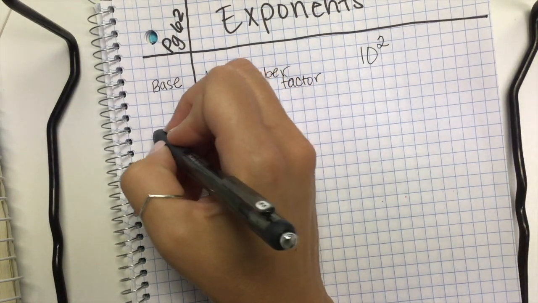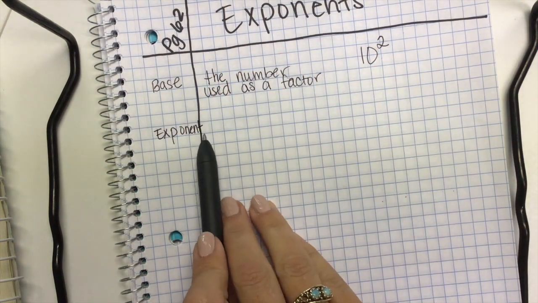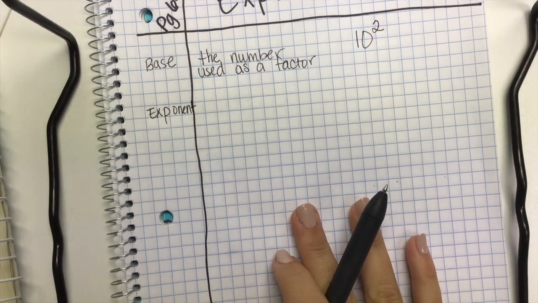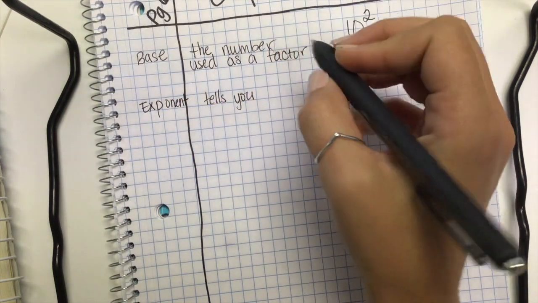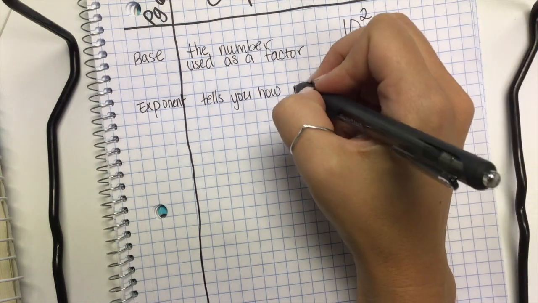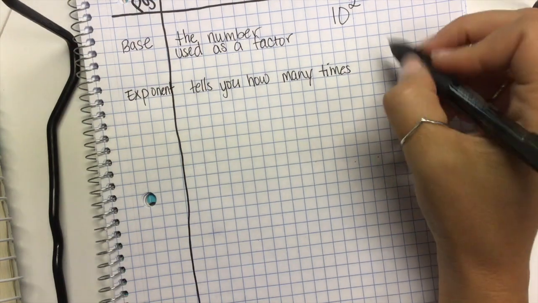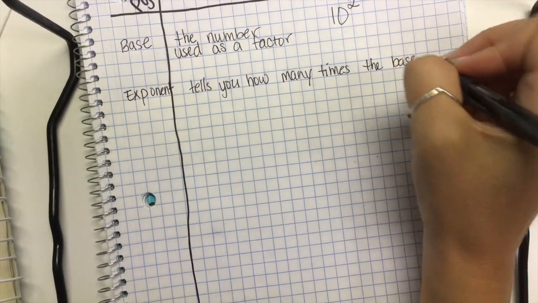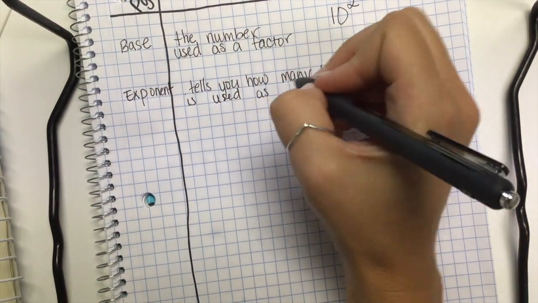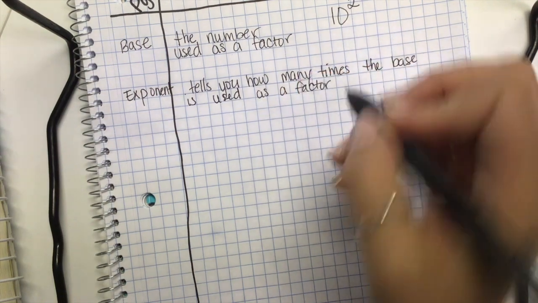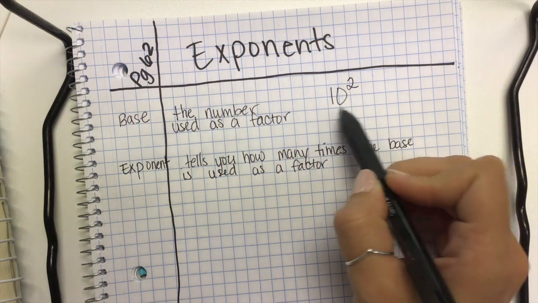Our next word is going to be exponent. Oops, that's a T at the end, if you can see that. Exponent. And the exponent tells you how many times the base is used as a factor. So we know that this is the base, and this is how many times we are using this base.